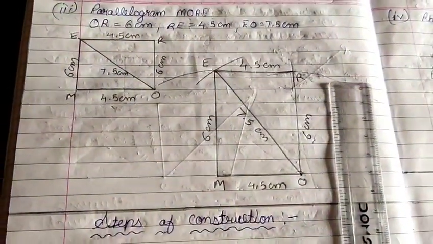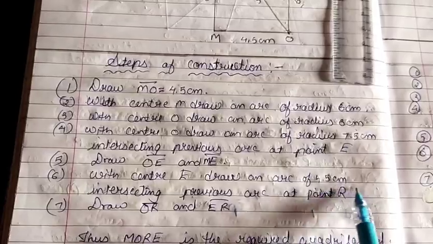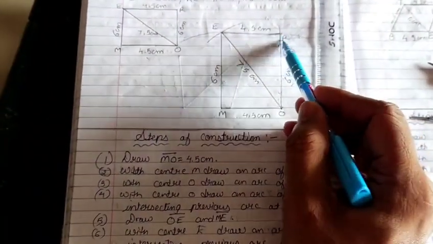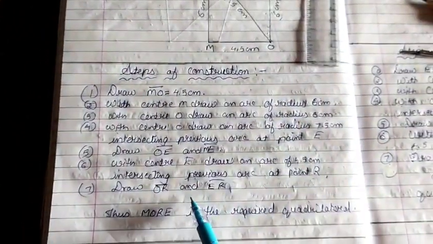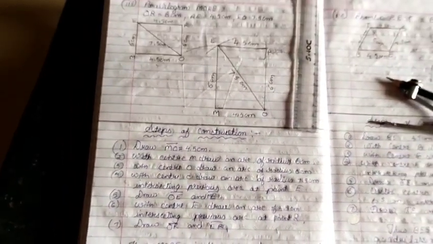So write down, with center E, draw an arc of 4.5 centimeter intersecting the previous arc at point R. Now draw OR and ER. This is how we got our quadrilateral. Write down thus MORE is the required quadrilateral.